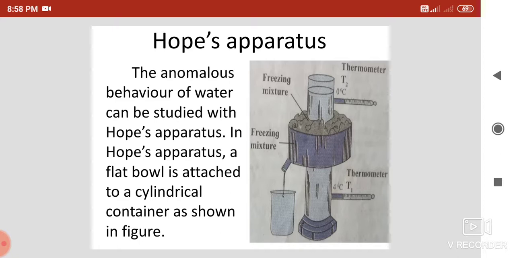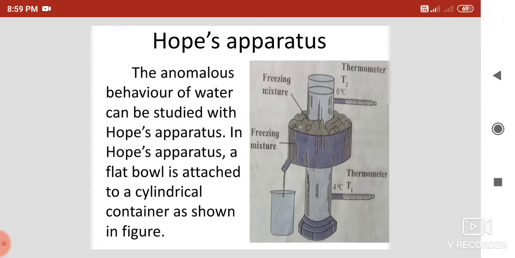Once you put the freezing mixture in the bowl, the water slowly starts cooling, and the temperature of the lower thermometer decreases fast, while the temperature of the upper part decreases slowly. When the water cools from 0 degrees Celsius to 4 degrees Celsius, its volume starts decreasing, and the water slowly moves down. As the volume decreases, density increases, the water becomes heavy and goes down. So the lower thermometer decreases fast, while the upper part decreases slowly.